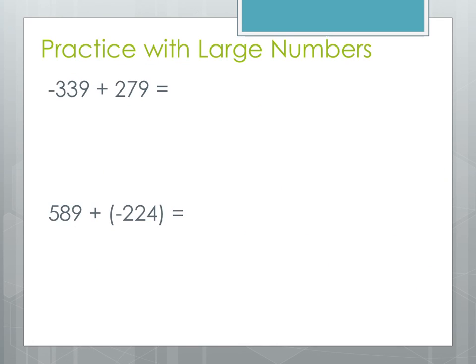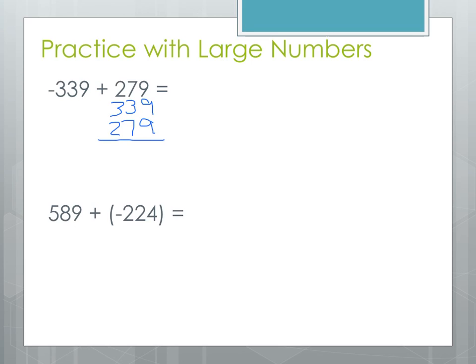Our first example is negative 339 plus 279. Now these signs are different. We've got a negative number here, and this plus sign means 279 is positive. So we have different signs. That means we're going to have to subtract these two numbers. The number that we're going to put on top, because this is going to be a long subtraction problem, is going to be the number with the largest absolute value. So we'll put 339 on top, and then we're going to have to subtract 279 from that.